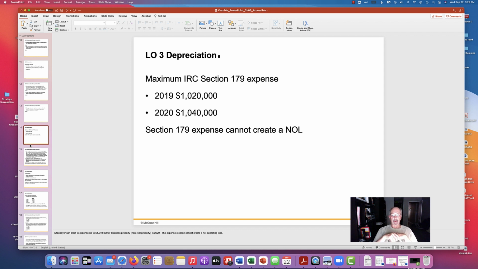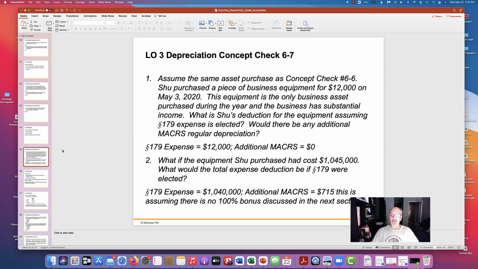Now, Section 179 allows a taxpayer to take a certain amount as an expense deduction as opposed to depreciation. The maximum for 2019 was $1,020,000. The maximum for 2020 was $1,040,000. Section 179 expense cannot create a loss.